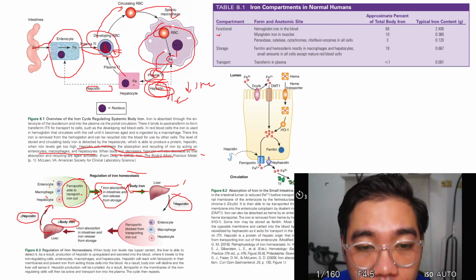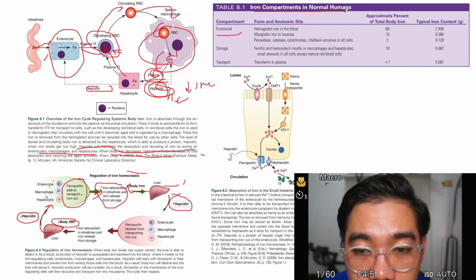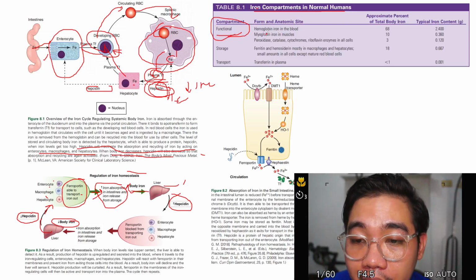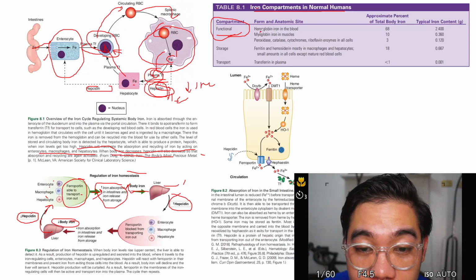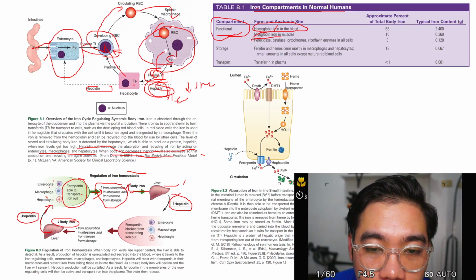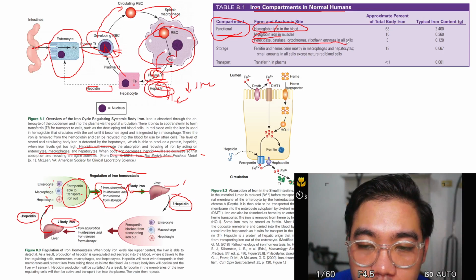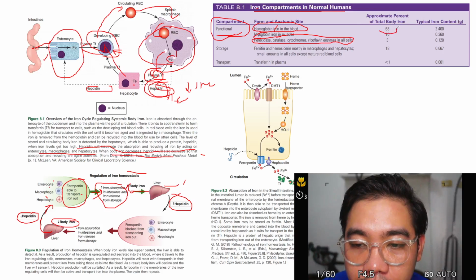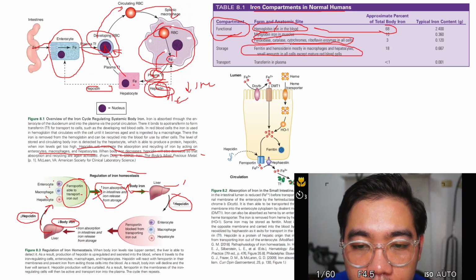So we have our iron compartments in normal humans, no. So are functional. So the most abundant place, no, where iron is found, it's in your blood, ha, in your hemoglobin, and we have our myoglobin in our muscles, no? So we have peroxidases, catalases, no? We also have our cytochromes in our liver, cytochrome C, no? So 68% is found in your hemoglobin. Storage is our ferritin and hemosiderin in macrophages and hepatocytes. And our transport is, like I said earlier, transferrin.